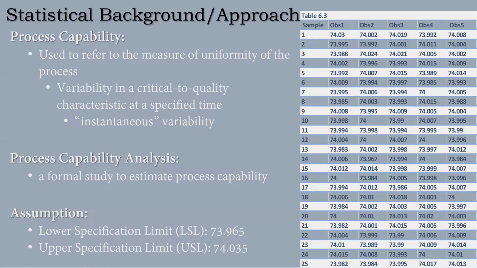So we are given the assumption for the upper and lower specification limits as 74 plus or minus 0.035 millimeters. We will utilize this given assumption in Minitab. So anything above or below these limits is considered defective or non-conforming. So a piston ring size above 74.035 millimeters or below 73.965 millimeters is non-conforming.